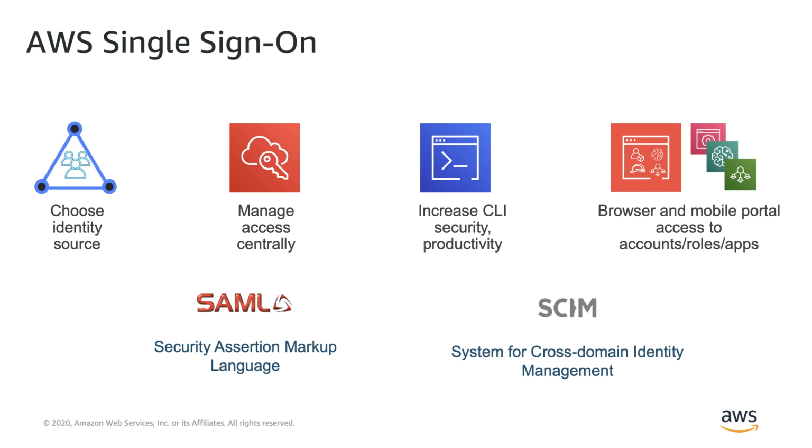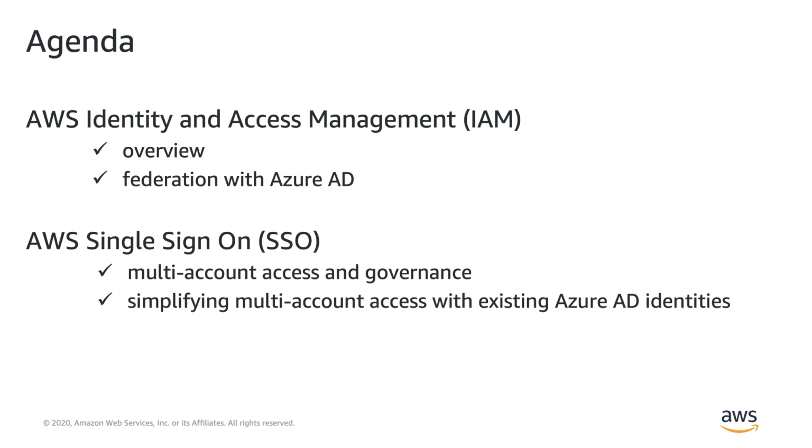The latter makes it easier for you to grant access based on existing users and groups, seamlessly integrating with multiple AWS accounts, and provide your users the convenience of the sign-in experience they know with single-click access to assigned AWS accounts and applications. Sounds great. So the question we are addressing today is about AWS multi-account access and governance, and about simplifying it for users and administrators using existing Azure AD identities.